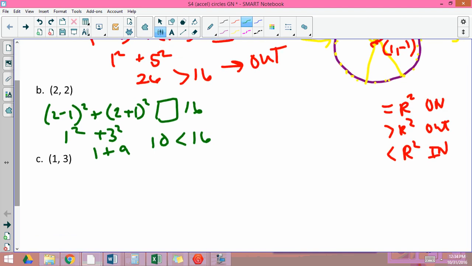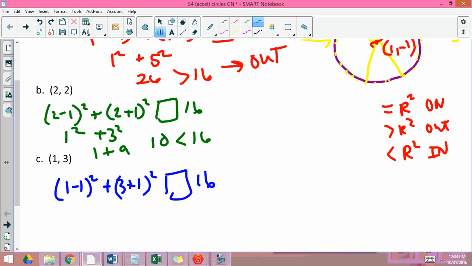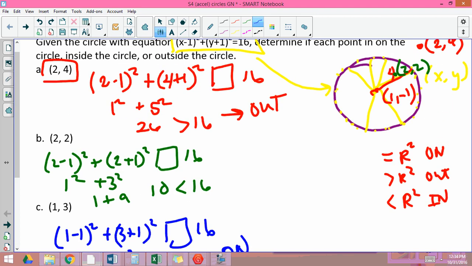And so then if we test our last one, we have 1 minus 1, the quantity squared, plus 3 plus 1, the quantity squared. How does that relate? Well, I have 0 squared plus 4 squared, which is clearly equal to 16. This one is on my circle. And if we think about where (1, 3) might be, it might be somewhere like right there. So that is how we determine if points are in, on, or outside of a circle.